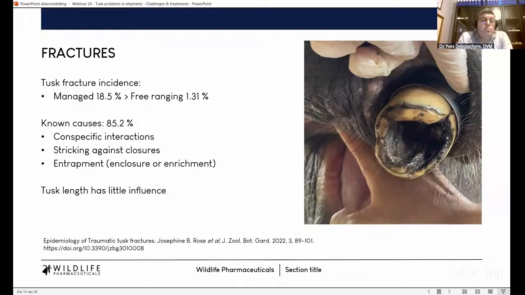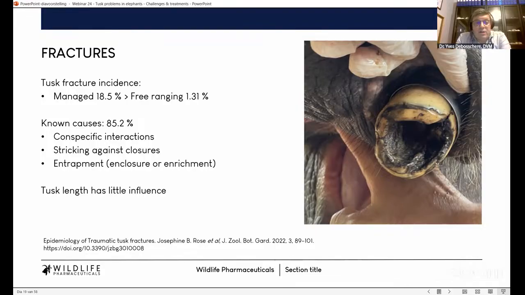It's also because they strike against enclosures. The enclosures are made of steel bars because we have to keep this elephant safe from us, or we have to be safe from them, as you want to see it. But nevertheless, they can strike against it and break their tusk. And then there is sometimes entrapment of the tusk in the enclosure, or when there is enrichment, and they can break.